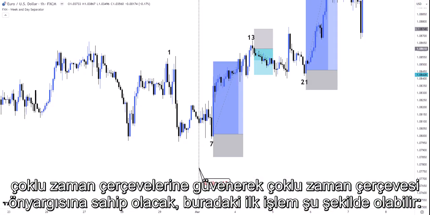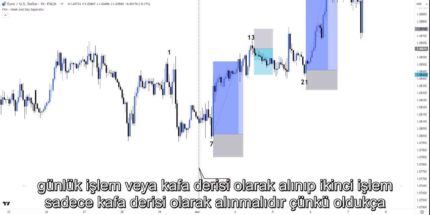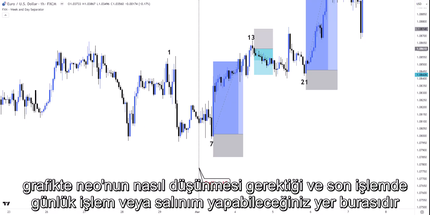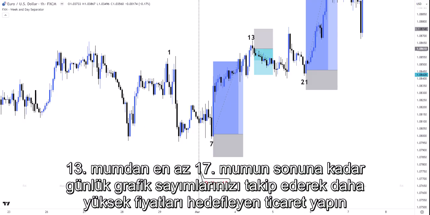The first trade here can be taken as day trade or a scalp, and second trade should be taken as scalp only, because there's quite short time interval on 1-hour chart, and higher time frame flow is bullish, due to 13th candle on daily chart. This is how you should think, Neo. And the last trade is where you can take day trade or a swing trade targeting higher prices by following your daily chart countings, as of 13th candle to at least 17th candle.